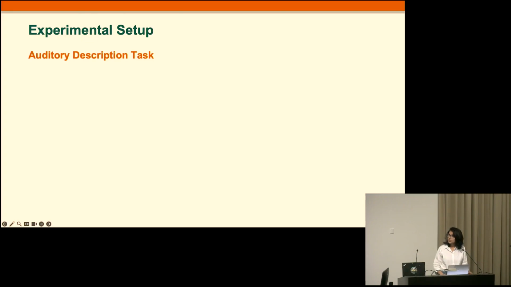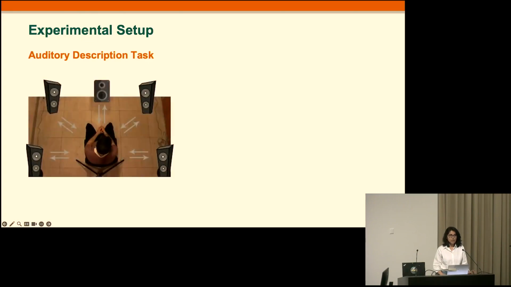This is the experimental setup, which was an auditory description task. The participants would sit in the middle of the room, and there were speakers placed at 5 different angles. That is 0 degrees, 45, 90, 135, and 180.